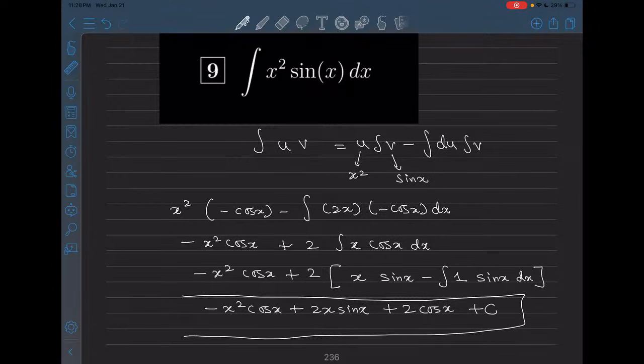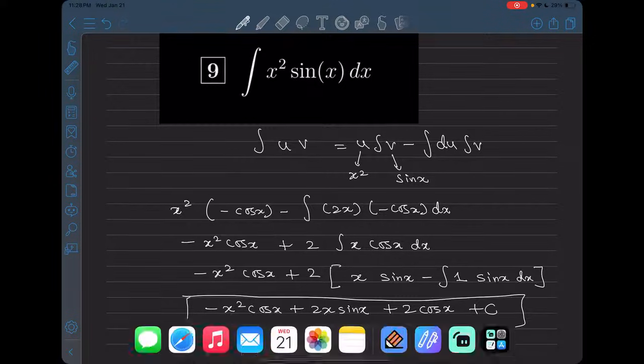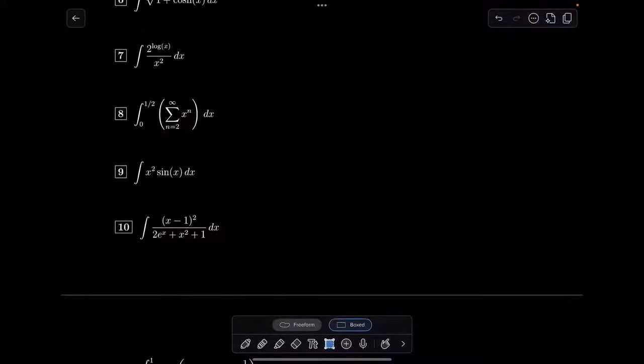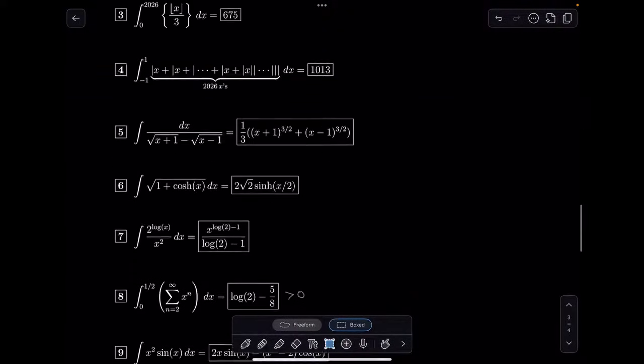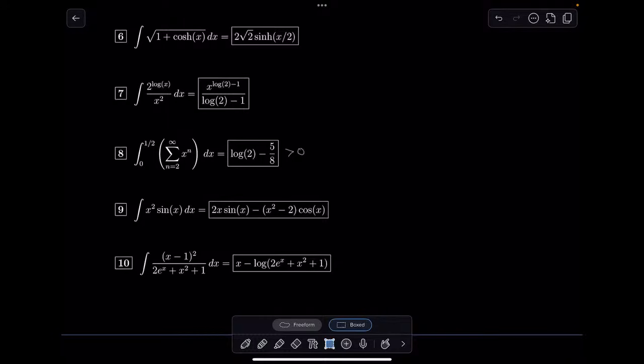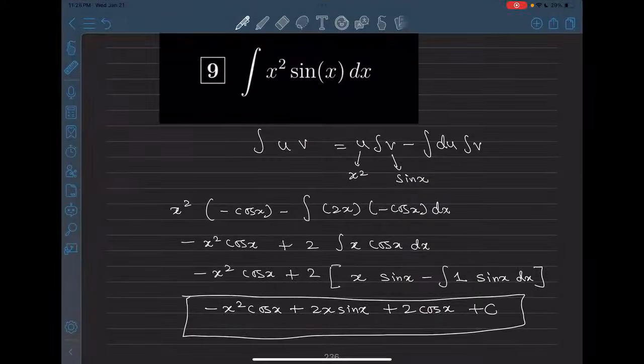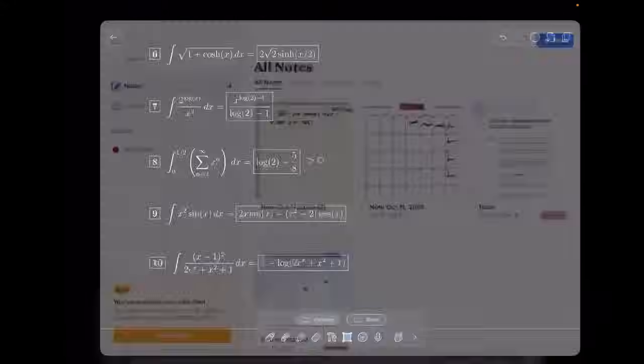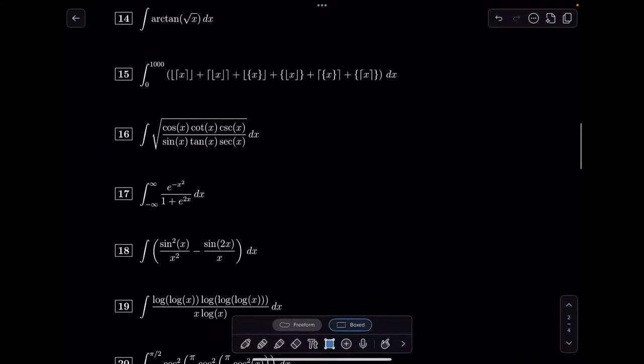This was a very standard problem. Minus x square cos x plus 2x sine x plus 2 cos x. Let's see, minus x square cos x plus 2x sine x plus 2 cos x. Yeah, exactly, that was correct. Let's go to the next problem.